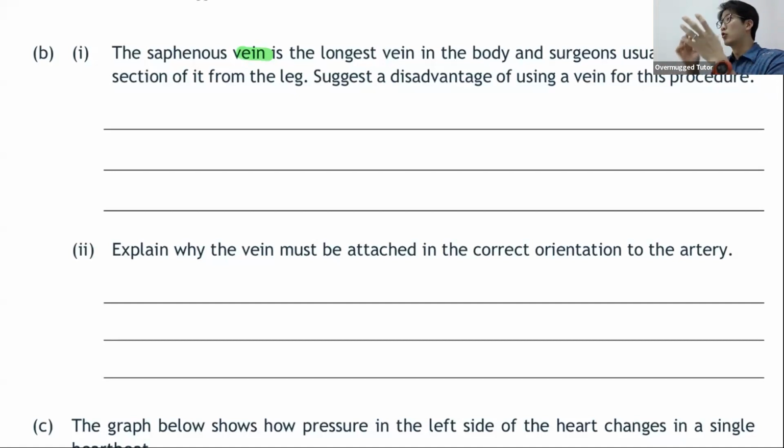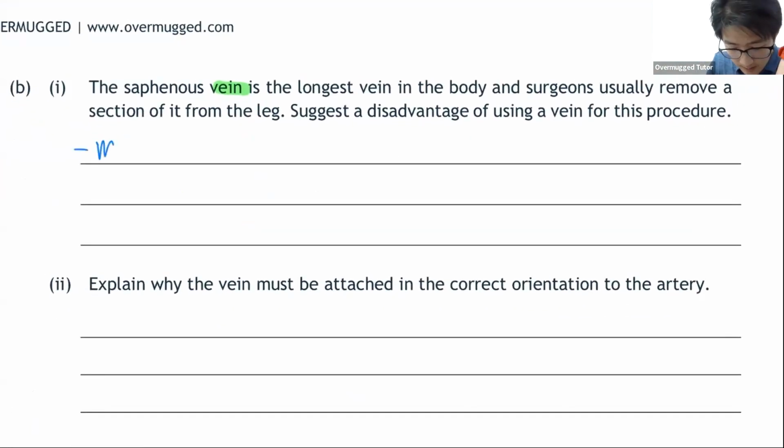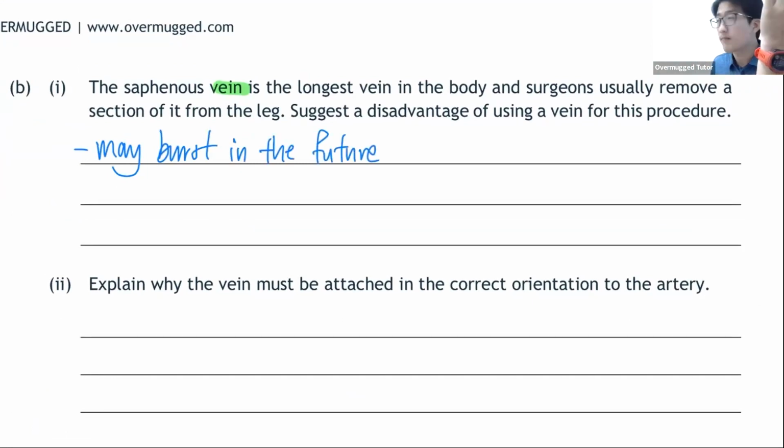Okay, so we're looking at differences here. Another one is that the lumen is much wider. Arteries should transport blood at high pressure. The wide lumen will not be able to achieve that. Okay, all right. So we have two possibilities. It may burst in the future, or it may result in a lower blood pressure to the heart. Okay.